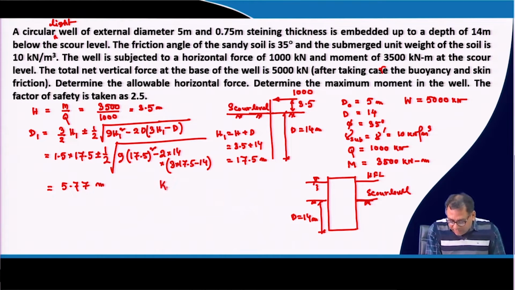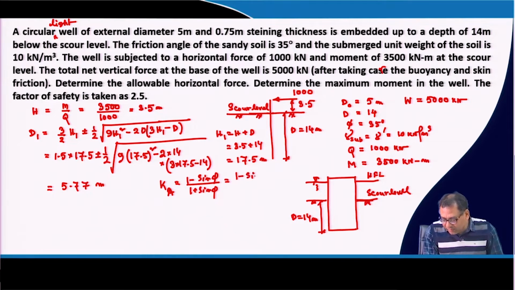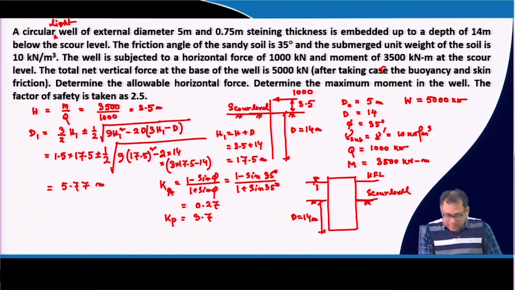Now, we calculate Ka and Kp. First I am calculating Ka, which is equal to 1 minus sin phi divided by 1 plus sin phi. This is 1 minus sin 35 degree divided by 1 plus sin 35 degree, which is equal to 0.27. Similarly, we can calculate Kp, which is 1 by Ka, which is 3.7. But remember, this is as per Rankine.